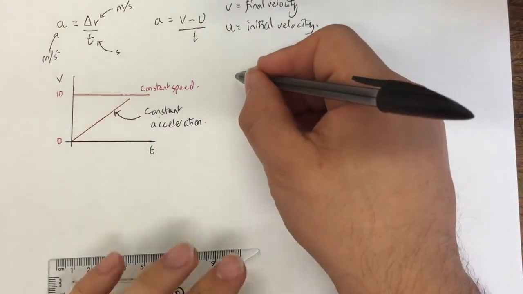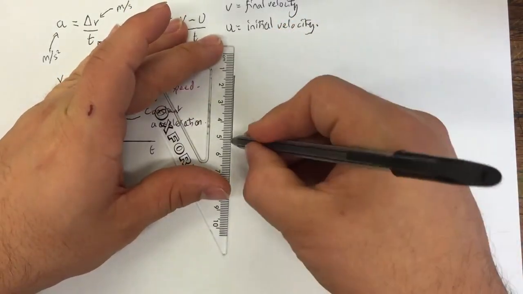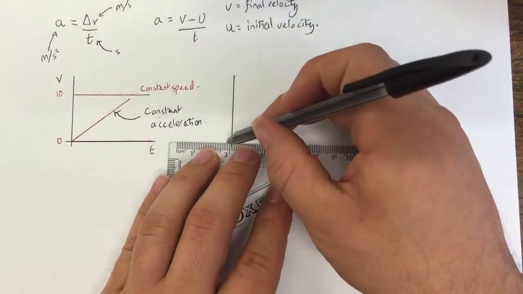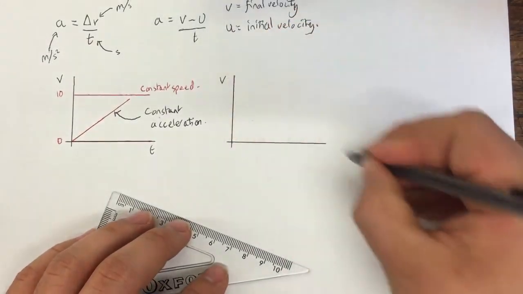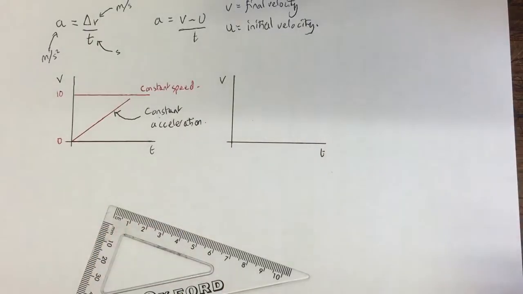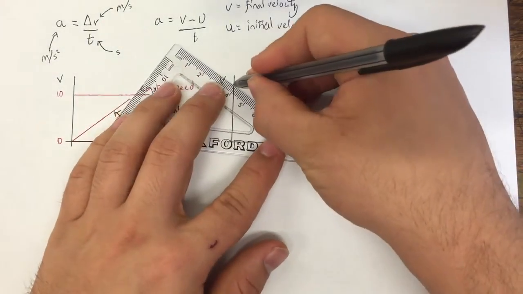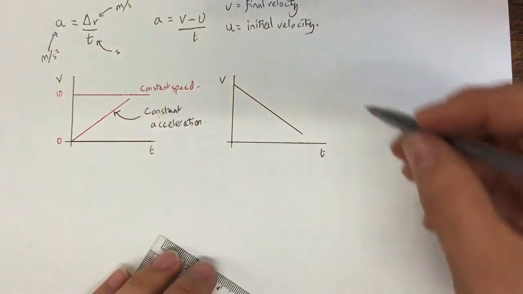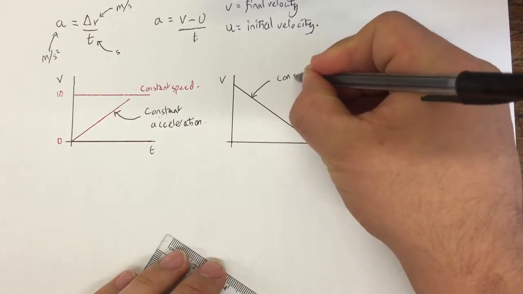Now that also means that if I've got a straight line going up for constant acceleration, I can think about, well, what would deceleration look like? So deceleration is obviously when a speed is decreasing. So deceleration would be a straight line going down. That would be constant deceleration.